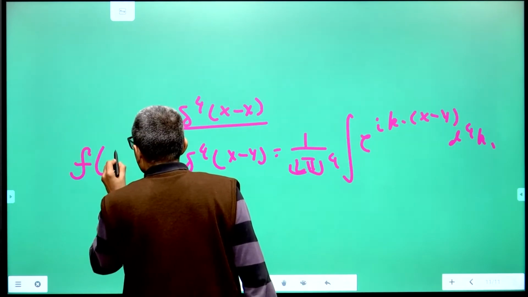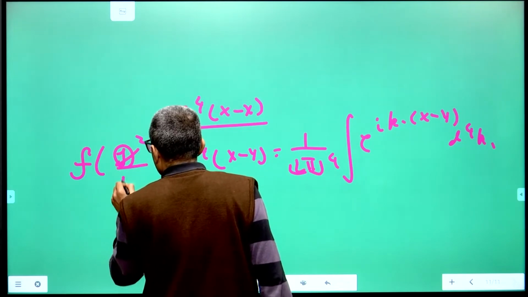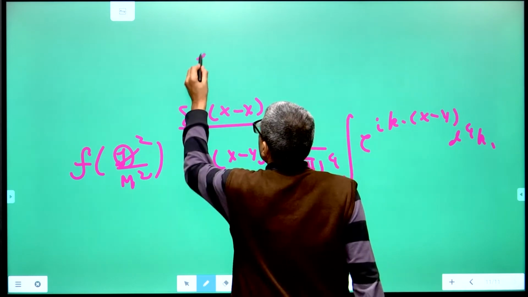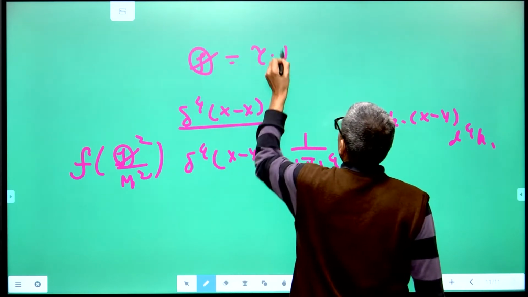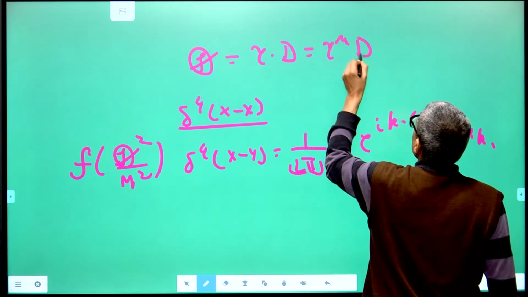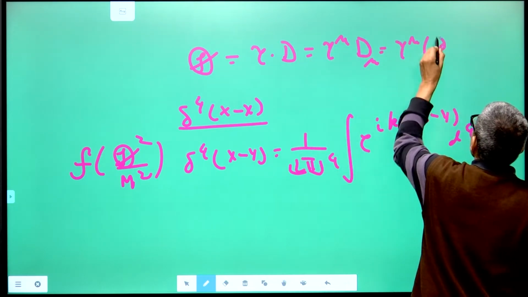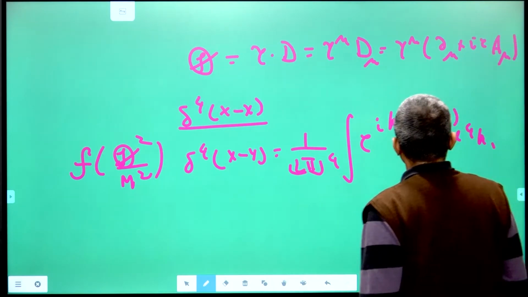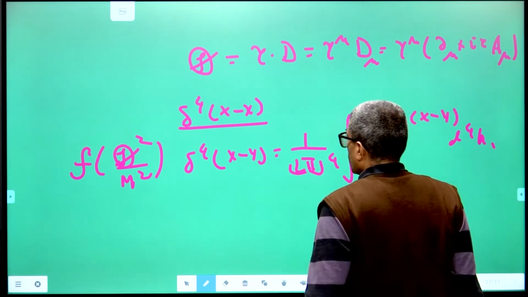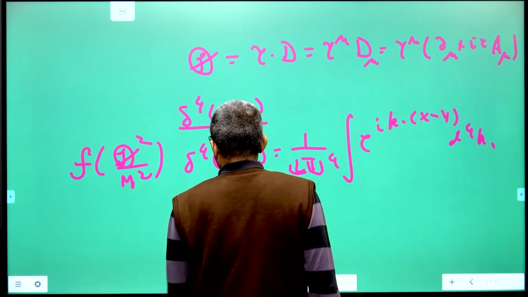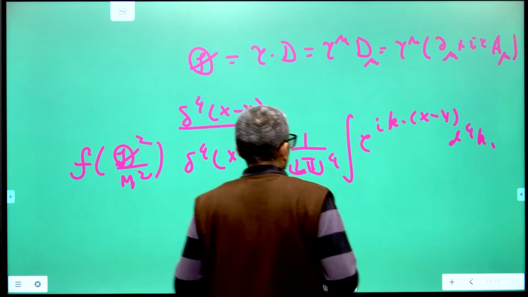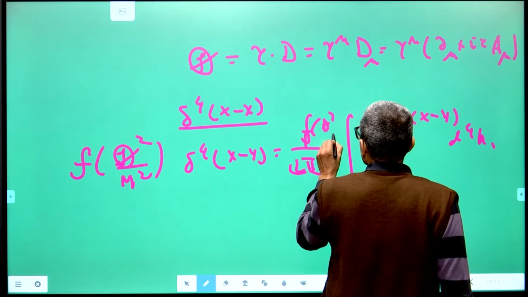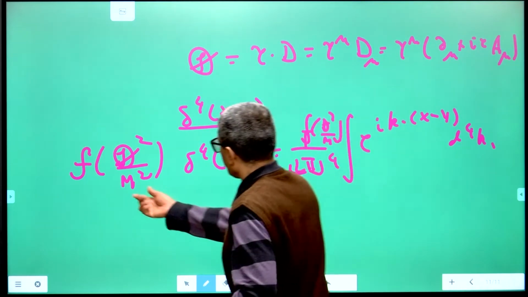You act on this function by D squared by m squared, where D is the Dirac operator gamma dot D, or equally gamma mu D mu, which is gamma mu dou mu plus i e A mu, where A mu is the Yang-Mills potential. So I act on this by this, and here also I will act on this by the same thing. So this will be f of D squared by m squared, and I will let m go to infinity.